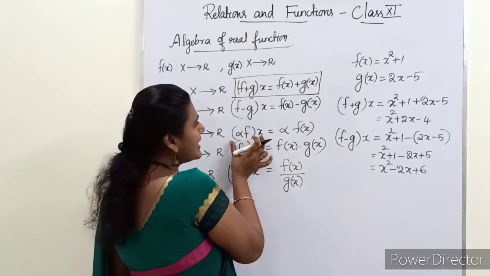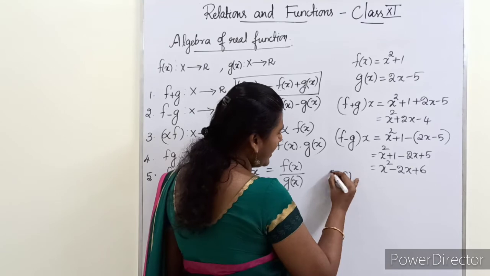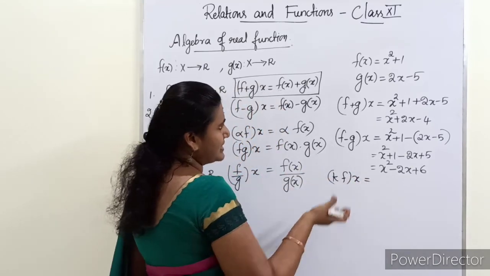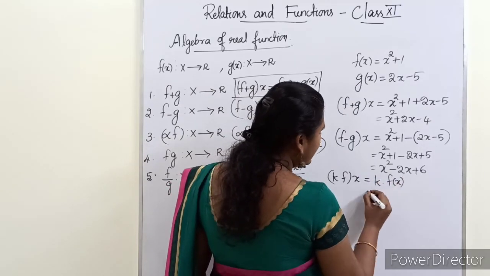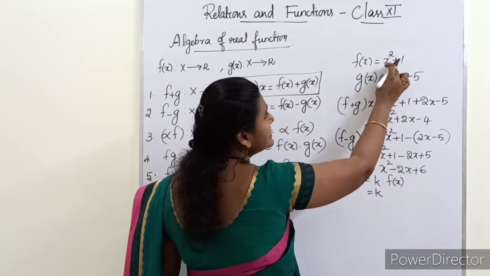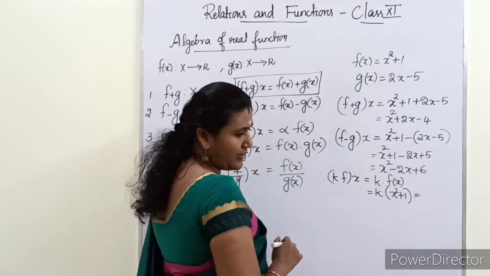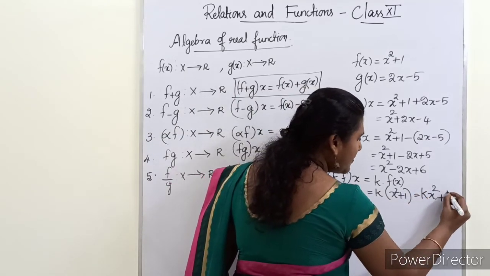Next one, multiplication by a constant. For example, 3f(x), or we will take a general value k f(x). That means you have to multiply k into f(x). That is k into, what is f(x) here? x square plus 1. So each term of the function f(x) you have to multiply by k. That is k x square plus k.